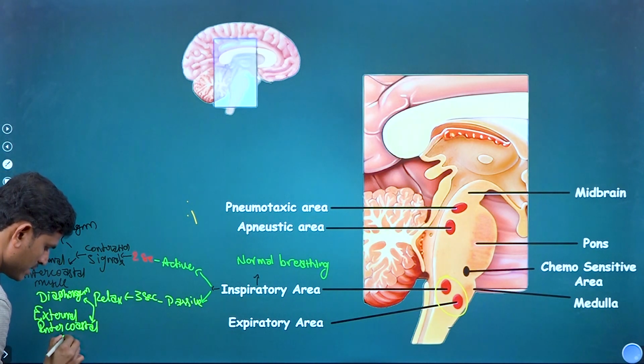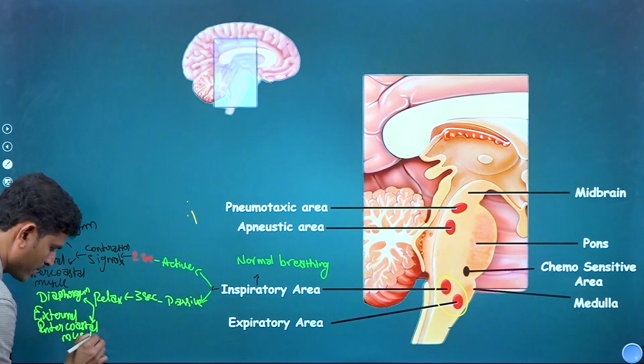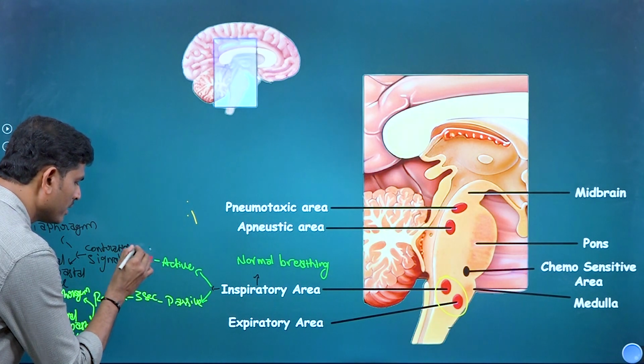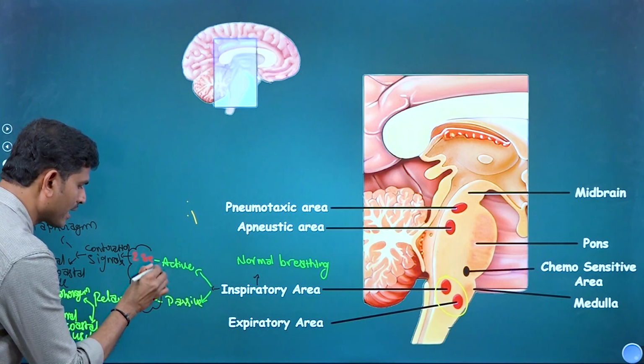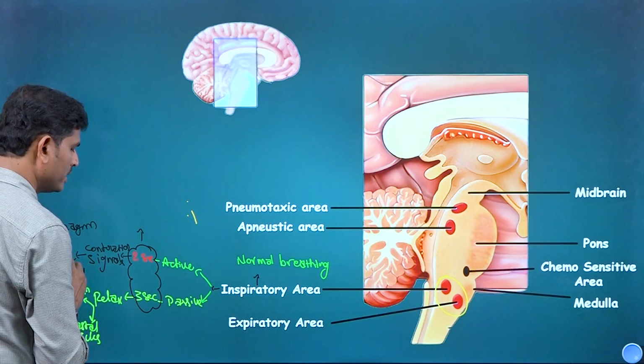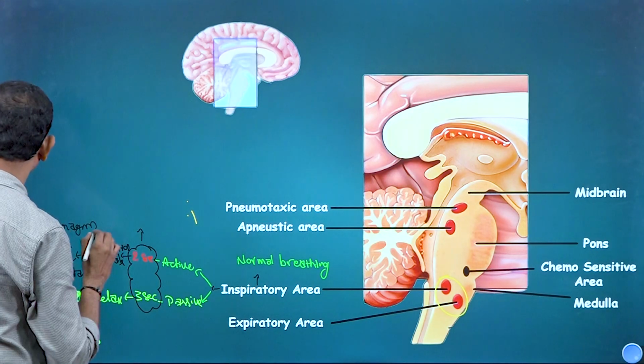Intercostal muscles. External intercostal muscles. Then it leads to relaxation. So finally what we can understand is that these two, 2 seconds and 3 seconds, will complete one breathing cycle. How much time will one breathing cycle take here?